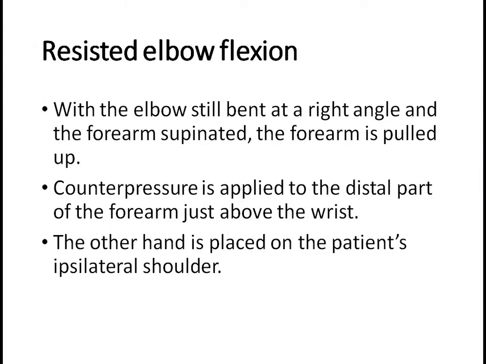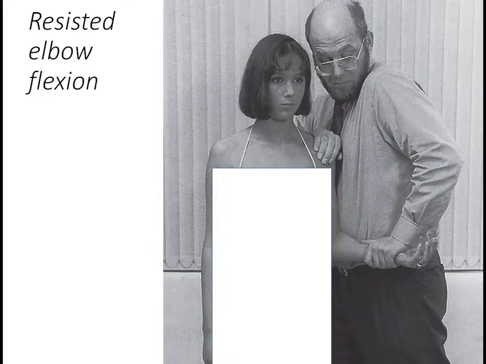The next is the resisted elbow flexion, with the elbow still bent at the right angle as while checking the previous resisted lateral rotation, medial rotation. The forearm is supinated and the forearm is pulled up. The counter pressure is applied to the distal part of the forearm just above the wrist. So the hand is still, the shoulder is still at that position, the elbow is still at the 90 degree flexion.